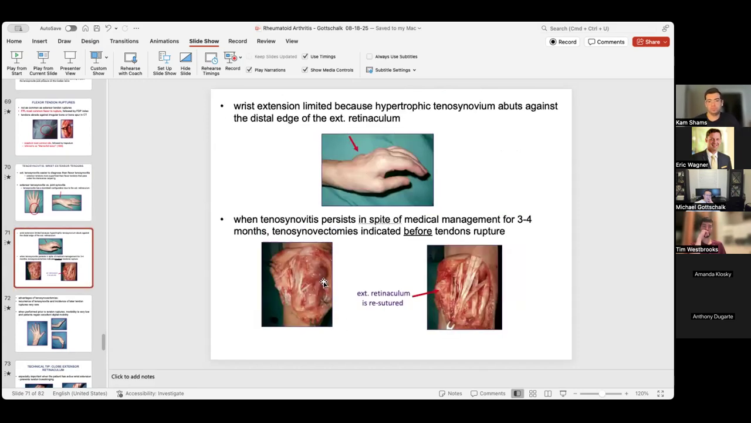One thing I will tell you is that when you go in there, it is not uncommon to find tendons that are either on the verge of rupture or those that have already ruptured. So you always have to have a contingency plan of what you're going to do.